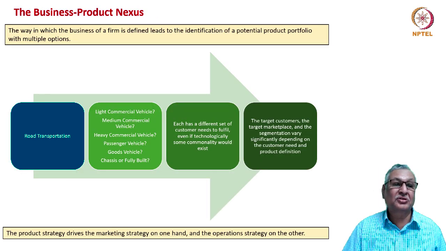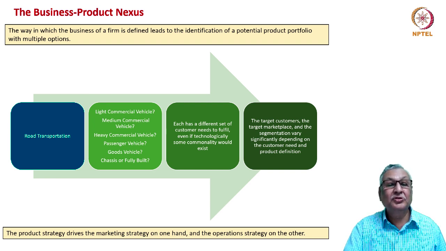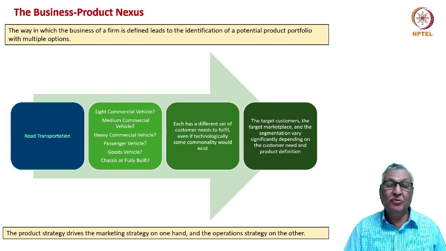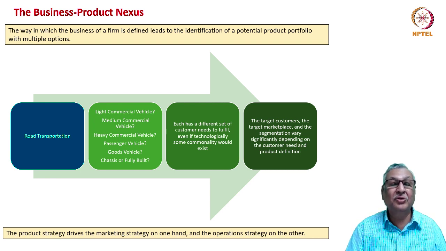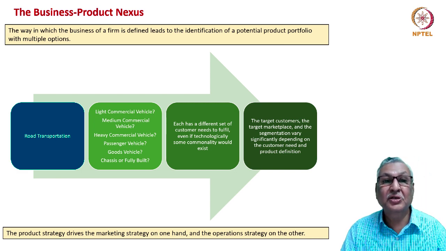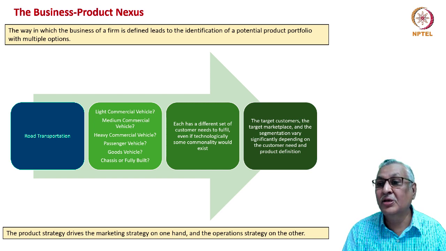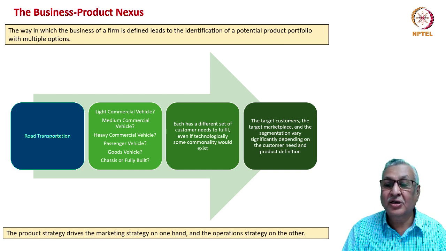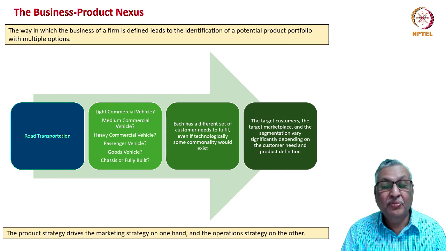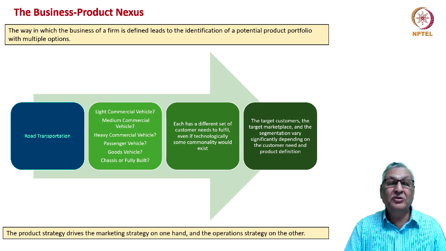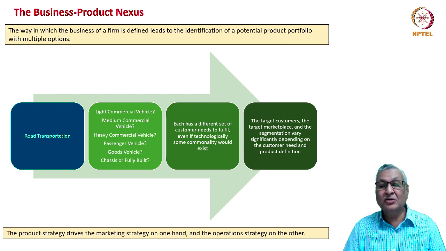What is the business product nexus? The way you define your business leads to the way you configure your products. This is the arrow of transportation. When you decide that you would be in road transportation, you can choose the type of products with which you will meet the road transportation need. Light commercial vehicle, medium, heavy, passenger, goods, chassis or fully built. And somebody will come up with the point of view that between light and medium, there could be an intermediate range of commercial vehicles which could be newly engineered and can be offered. Each has a different set of customer needs to fulfill, even if technologically some commonality would exist. The target customers, the target marketplace, this target segmentation may vary depending upon the customer need and the product definition. So the definition of the business, the definition of the industry, the definition of the product are all interlinked.